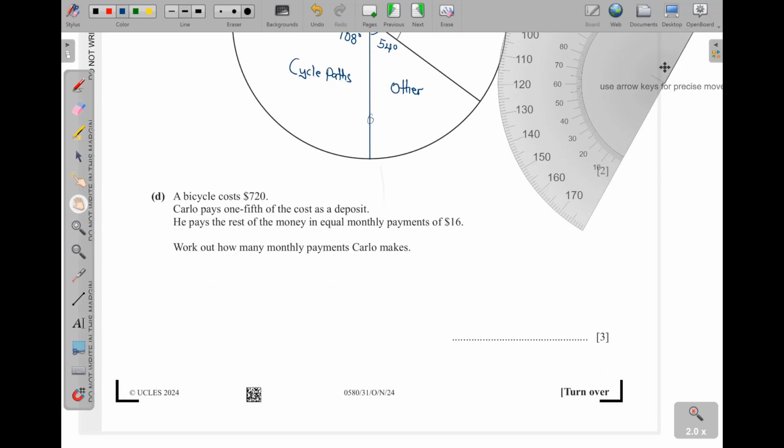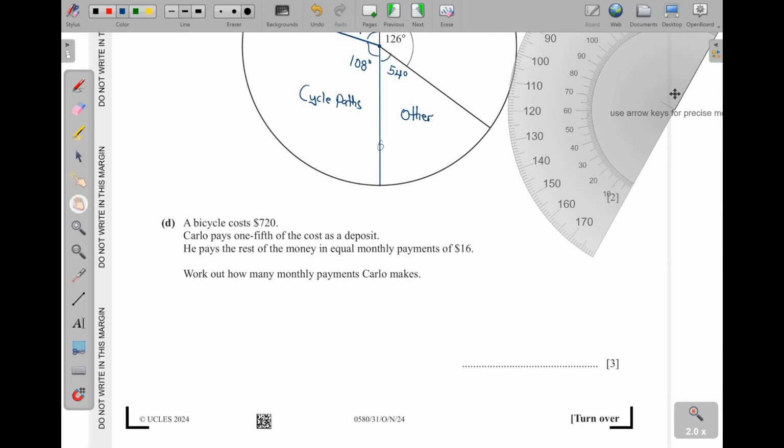Okay. Then part D, a bicycle costs $720. Carlo pays 1/5 of the cost as a deposit. He pays the rest of the money in equal monthly payments of $16. Work out how many monthly payments Carlo makes. So I'll have the amount here. I'm going to generate an equation here.